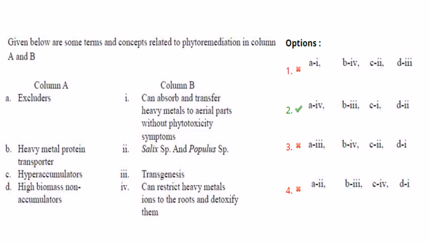Then high biomass non-accumulators. High biomass means they have higher growth rate. So high biomass, but they will not accumulate any pollutants in their tissues. So they can also be used in phytoremediation. So here they have given 2 examples of high biomass non-accumulators. They are the Salix and the Populus species. So that is D2. So the answer is option 2.